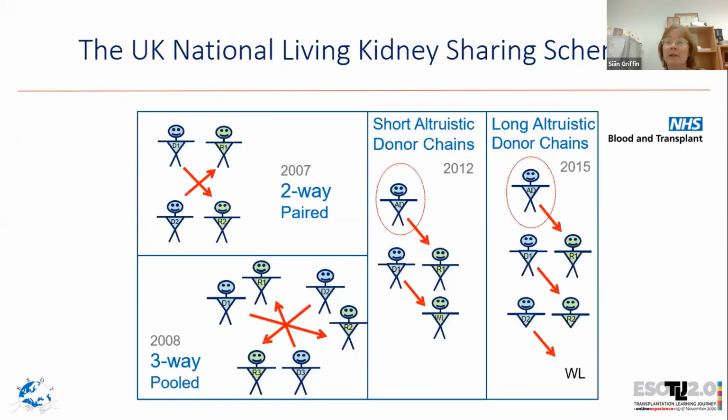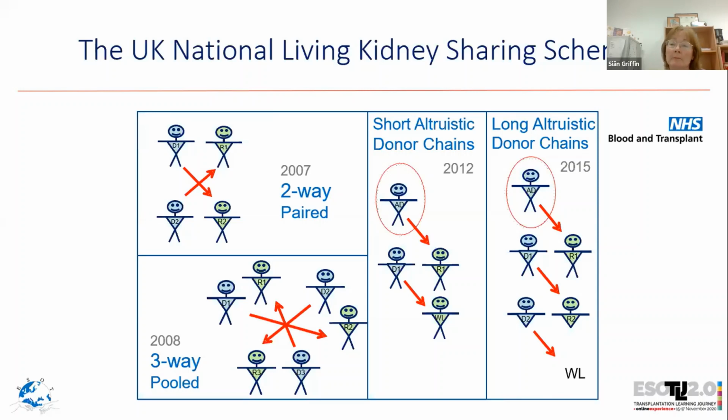The National Living Kidney Sharing Scheme in the UK was initiated in 2007, initially with just two-way paired exchange, but that rapidly expanded to three-way pooled exchange. And we then initially encouraged our altruistic donors to start short donor chains. That's now increased to long donor chains. And our expectation of all our altruistic donors is that they will donate into the Living Sharing Scheme.